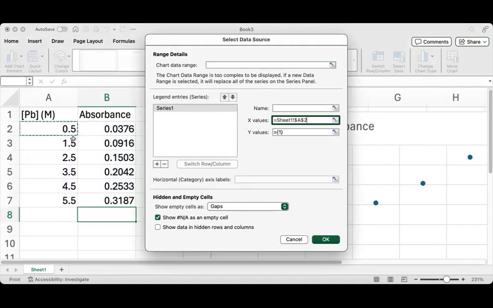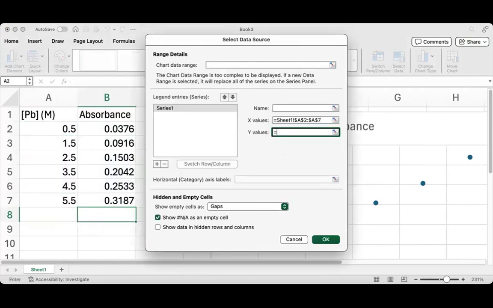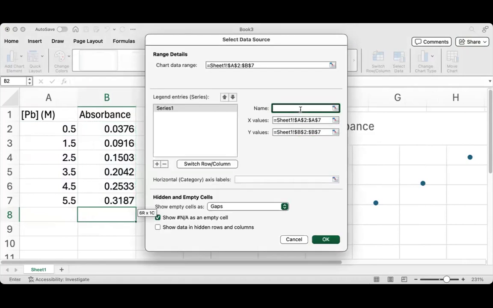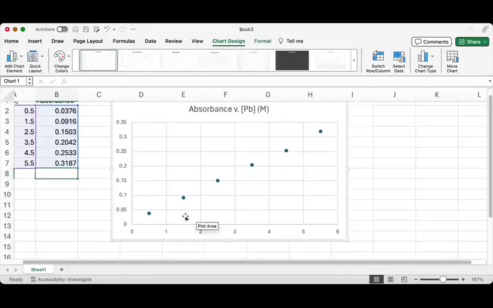For the x values, you'll select your concentration. For your y values, it'll try to automatically select things which might give you problems, so you'll clear that out and select your corresponding absorbance values. And we can type our name in here: absorbance versus concentration of lead, using the brackets again, in molars. Absorbance is unitless. I'll hit OK. And I have a properly typed graph.